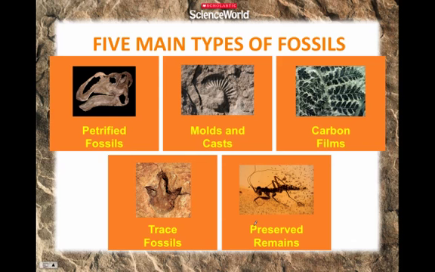Here's the 5 types again. So petrified, molds and casts, carbon or carbonaceous films, these are leaves, that's sort of the organic material that is left behind, trace fossils, and preserved or sometimes called original remains.